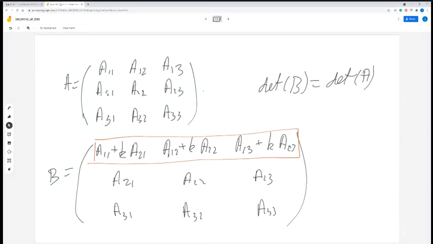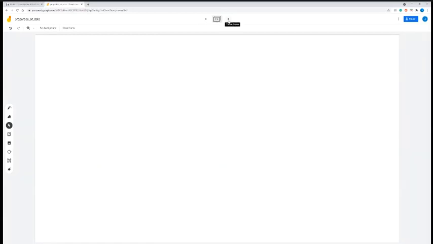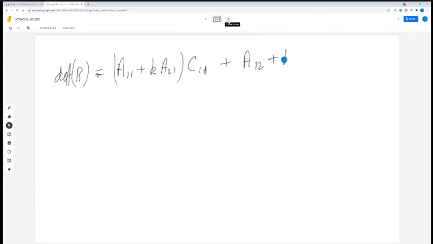So the determinant of B is going to be this. The first entry is A11 plus K times A21, times the cofactor, which is C11, plus A12 plus K times A22, times its cofactor, which is C12, plus A13 plus K times A23, times the cofactor, which is C13.